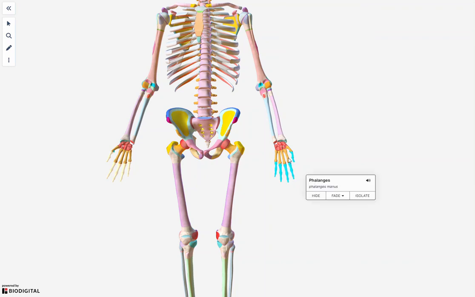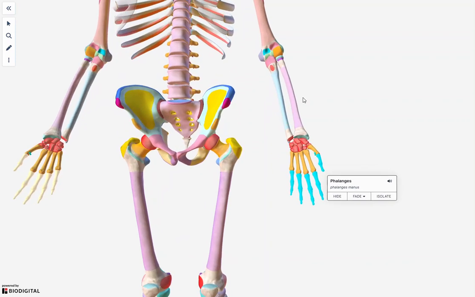We could say that the metacarpals are more proximal than the phalanges, and the carpals are even more proximal than the metacarpals. And then, of course, the radius and the ulna are more proximal than the carpals. Or we could say that the carpals are distal to the radius and ulna, the metacarpals are distal to the carpals, and the phalanges are distal to the metacarpals. You see? So they'll ask you questions.